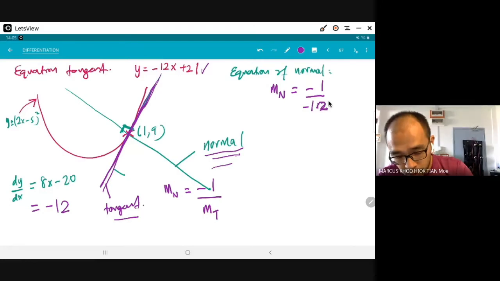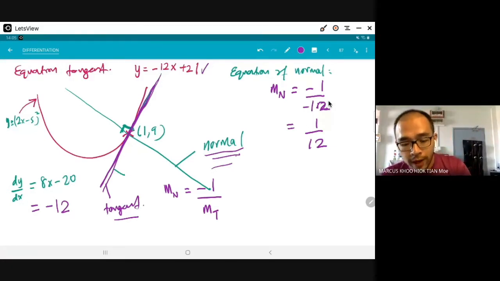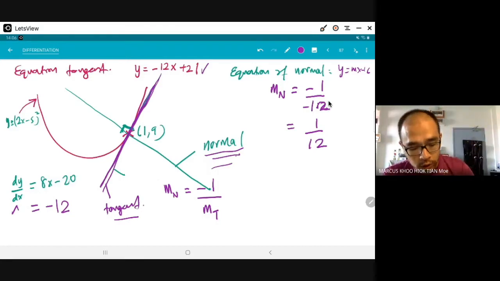Sorry, 12. Okay, which will give you 1 over 12. Then you do the same process again to find the equation of the normal, which is y equals mx plus c, except that now you use the gradient of the normal. Because if you want to find the equation of the normal, you use the gradient of the normal. If you want to find the equation of the tangent, you use the gradient of the tangent. The gradient of the tangent you can get directly from dy dx, but for the gradient of the normal, you need to add one step. Okay, use this one to help you find the gradient of the normal.